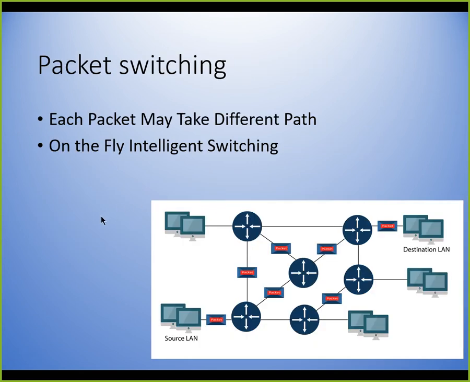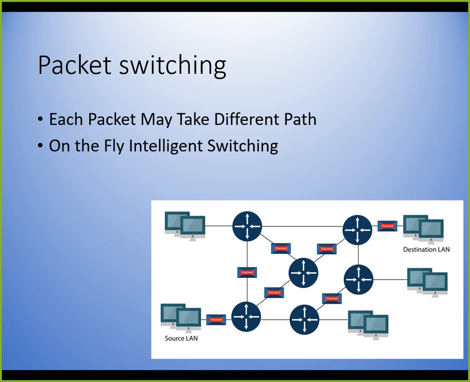With packet switching, each packet may take a different path. One of the terms that you may or may not hear, I haven't heard it in a while, is on-the-fly intelligent switching, where the packets, based upon the information that the routers have, because routers are talking to each other, are going to take the best path that's available at the time.